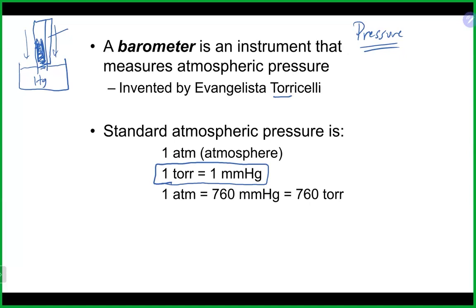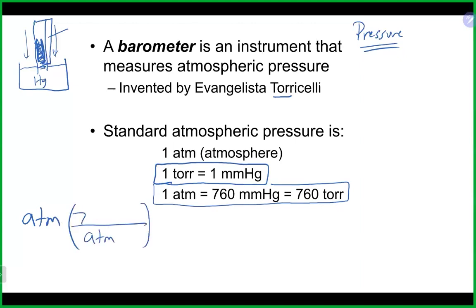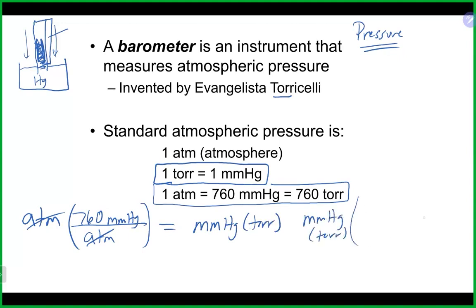The relationship between atmospheres, millimeters of mercury, and torr is that 1 atmosphere is 760 millimeters of mercury, and that equals 760 torr. That means if you have atmospheres and you want millimeters of mercury or torr, you multiply by the 760 number. That will cancel out the atmospheres and give you millimeters of mercury or torr. And if you have millimeters of mercury or torr and you want atmospheres, you divide by the 760.